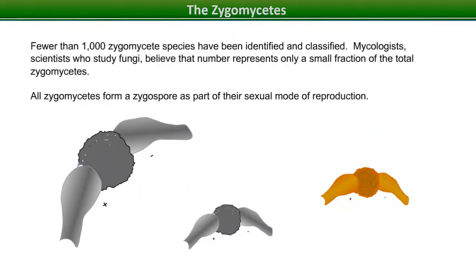Fewer than 1,000 zygomycete species have been identified and classified. Mycologists, scientists who study fungi, believe that number represents only a small fraction of the total zygomycetes.